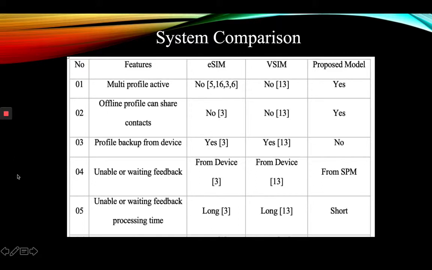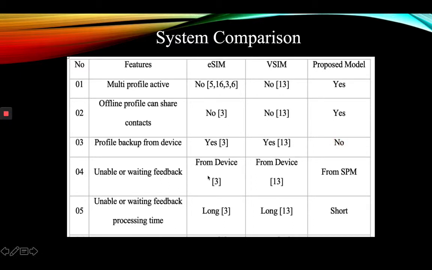Here we have shown a comparison between eSIM, vSIM, and our proposed model. So let's have a look. Multiple SIM activation: eSIM does not allow it and vSIM also does not allow it, but our proposed model allows it. Offline profiles cannot share contacts in eSIM and vSIM, but our proposed model can share. eSIM and vSIM can also back up the profile from the device, which may introduce SIM cloning. So we removed it in our proposed model.